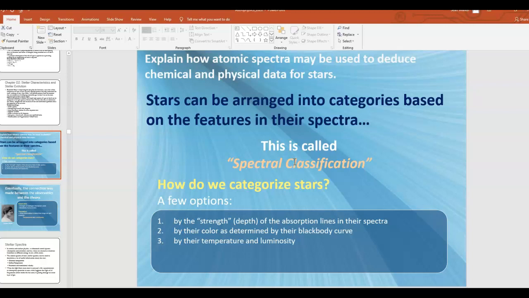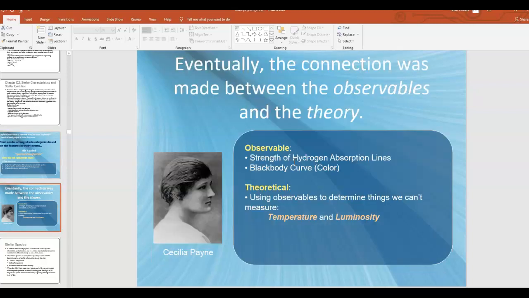You can do that based off of the absorption lines in their spectra. We talked about atomic spectra last year, how different elements have different characteristic, kind of like fingerprint, spectra. You can go based off of their color. You can go based off of their temperature and luminosity. And so eventually we started to make some connections between what we can directly observe.